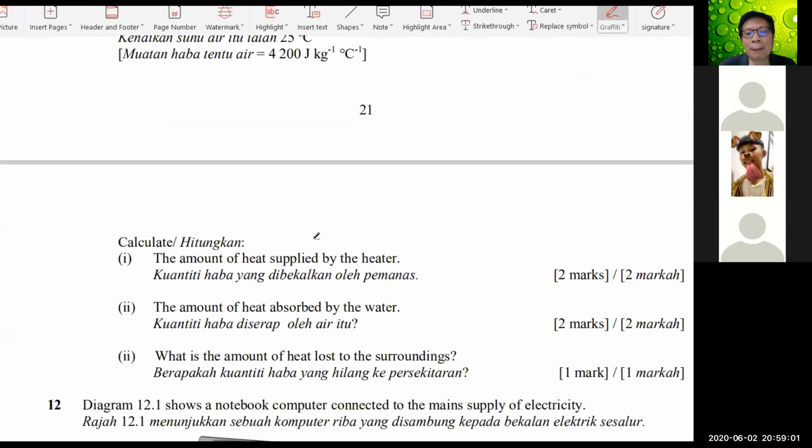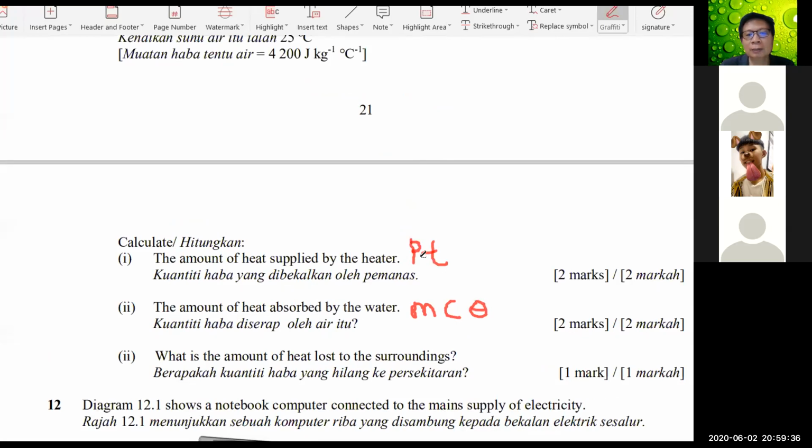Calculate the amount of heat supplied by the heater. Okay, we go through the question first. You want to find the heat supplied by the heater, use the formula PT. Power multiplied by time. You take the power of the heater, multiply by the time, so you get the amount of heat supplied by the heater, PT. And the amount of heat absorbed by the water is mc theta.